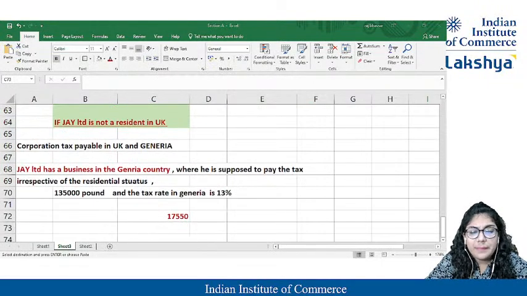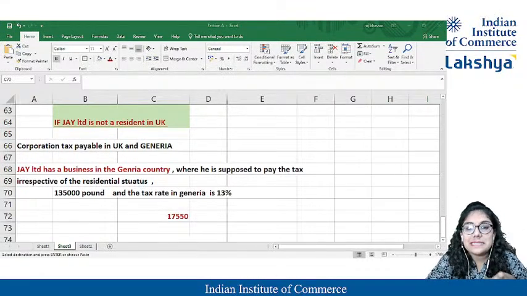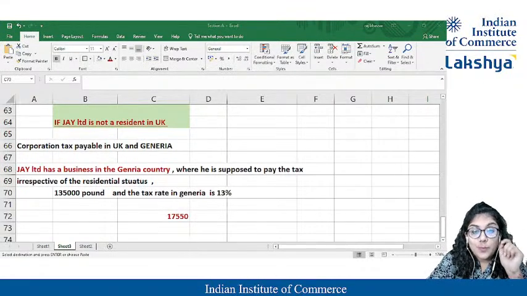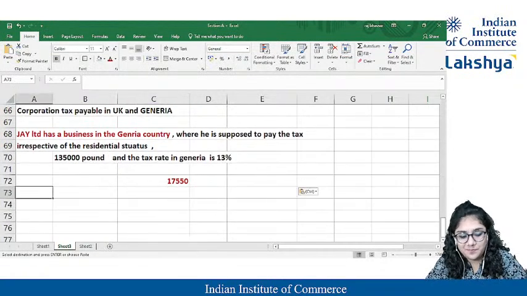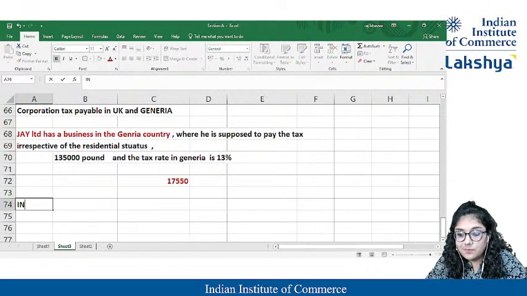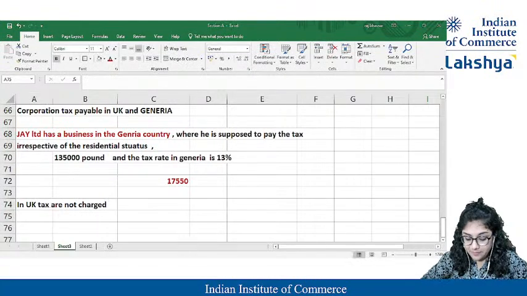Ma'am, anything else? Yeah, we have to write. In UK, it will not be taxed because Jai Limited is not there and not earning in that country also. So overseas incomes are not subject to tax. So basically, no UK tax is to be charged. So in UK, taxes are not charged. I hope everybody got it clear.